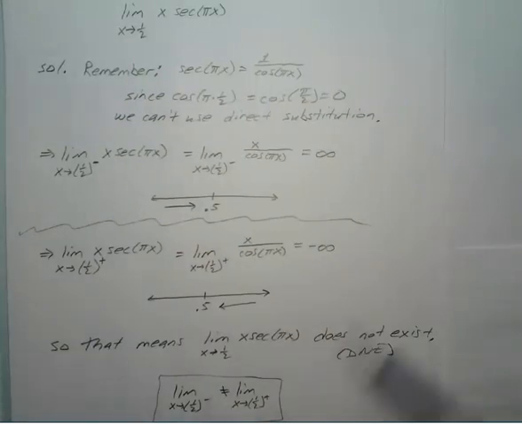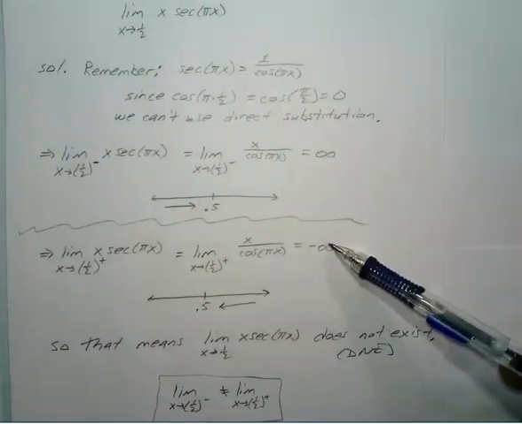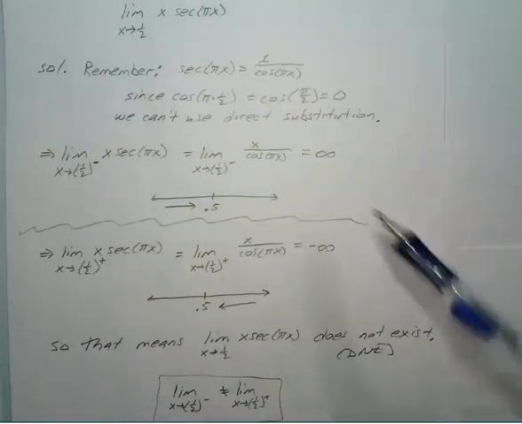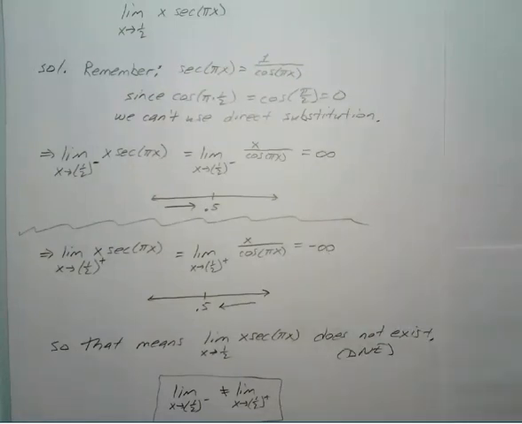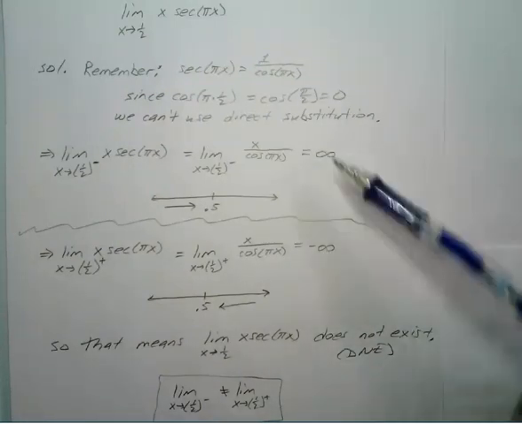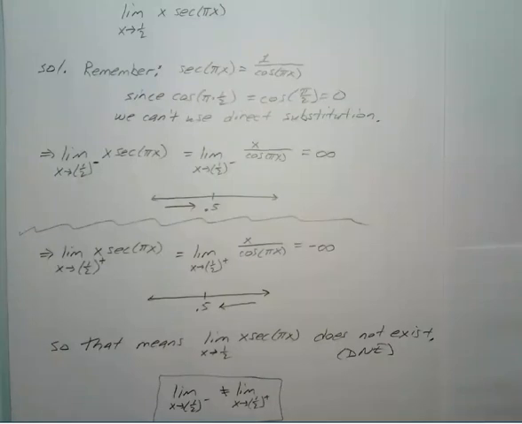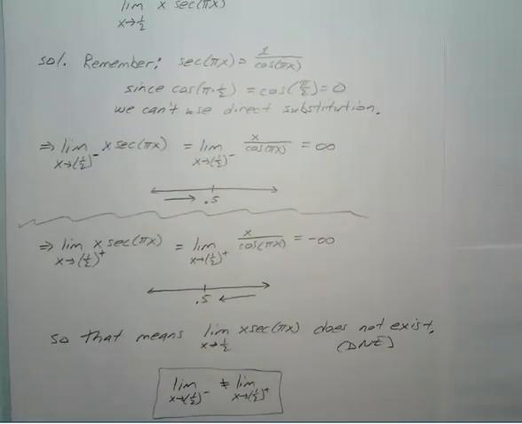If they were equal, if this was infinity and this was infinity, then your answer would be infinity. If this was negative infinity and this was negative infinity, then your answer would be negative infinity. But since there are two different limits, the actual limit at that particular point does not exist.